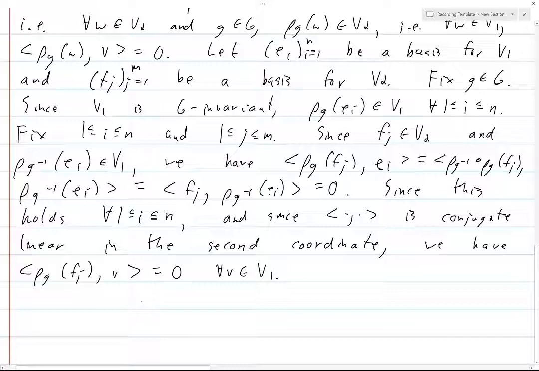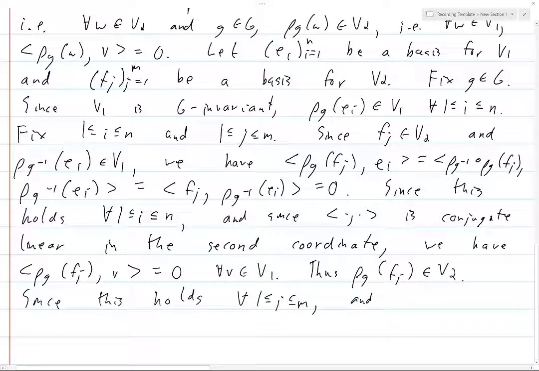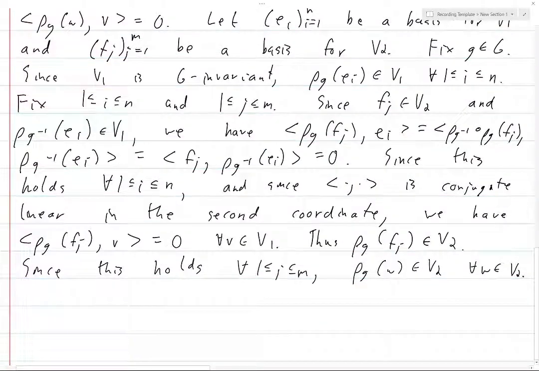Since this holds for all j between 1 and m, we know that rho_g(w) is in V2 for all w in V2. And that's because you take this element of V2, you know that it's going to be a linear combination of f_j's. And then you use linearity in the first coordinate to break this linear combination of the f_j's apart. So if you take the inner product of rho_g(w) with any v in V1, it's going to be the inner product of a linear combination of rho_g(f_j)'s. Okay, you know what? Let's just write it out.